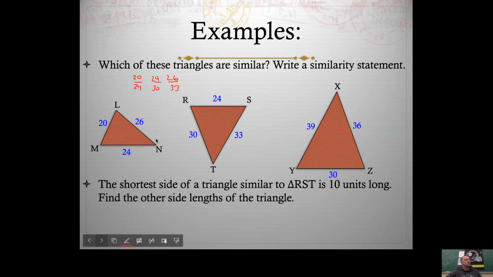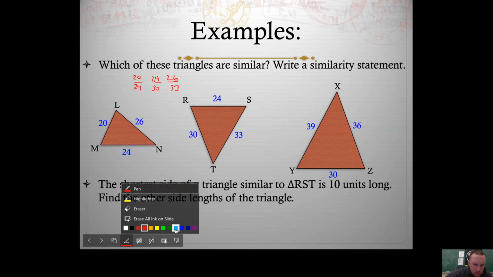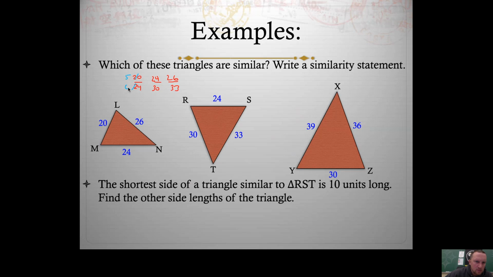And we're going to reduce these ratios. I know that 4 goes into both of those. So it would be 5, 6. I know that 6 goes into both of these. It's going to be 4/5. I can stop right there. Those are not similar.